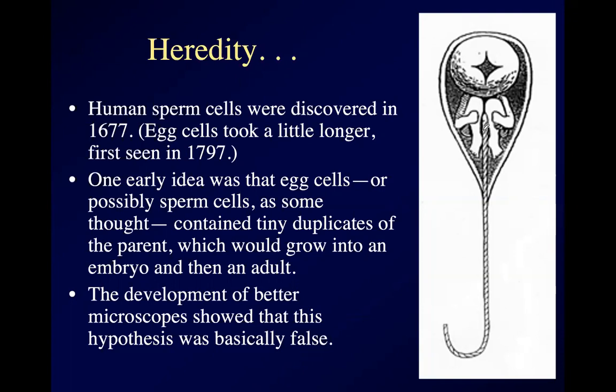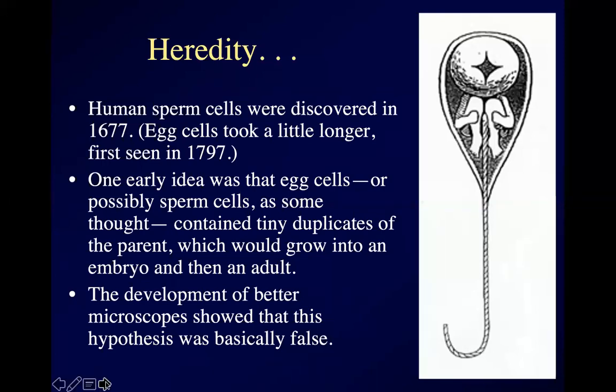Now, this is a pretty serious matter, because if this is true, this means that every healthy teenage boy kills about 20 million babies every day, and sometimes twice a day. But the development of better microscopes basically showed that this hypothesis is false. People do not come from teeny, tiny little babies scrunched into daddy's sperm cells. It does not work that way.